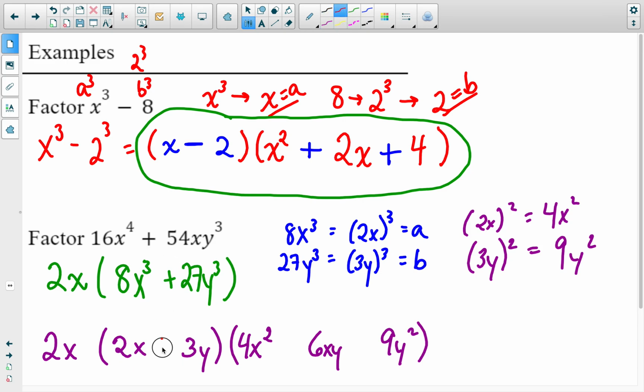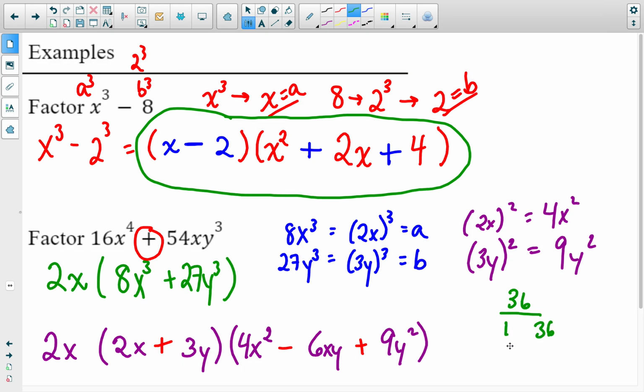Okay, so we want the same sign. We started out with a plus sign. Same, opposite, always positive. Next thing we would want to check for is to see if this 4x squared minus 6xy plus 9y squared is factorable. So let's see if we can do anything with that. AC method. 4 times 9 would be 36. All right, we want to think about factors of 36 that would add up to give us -6 in the middle.